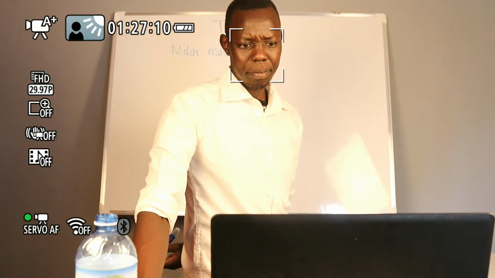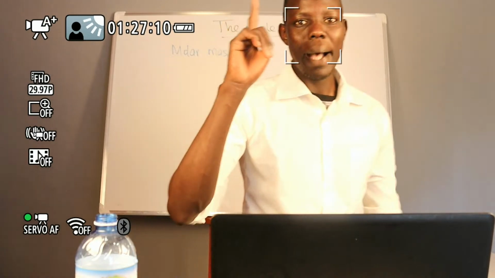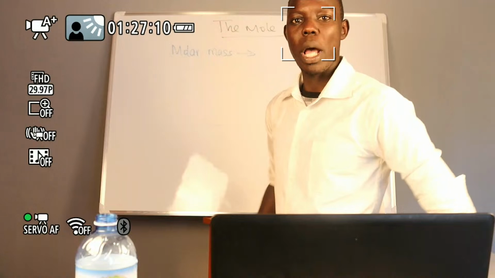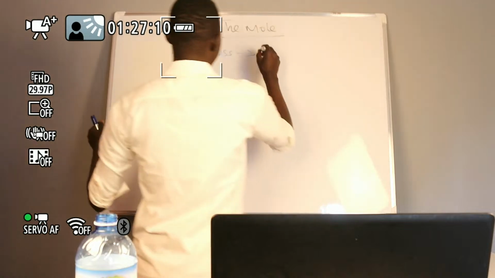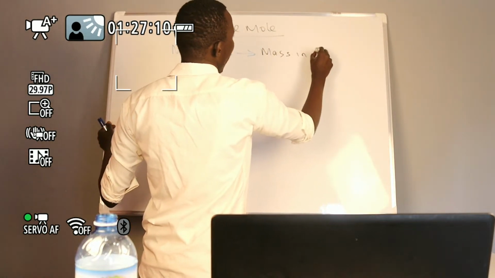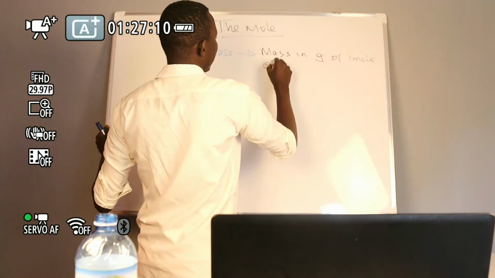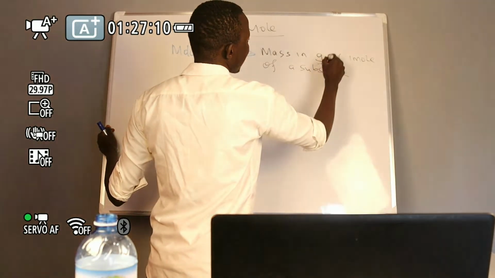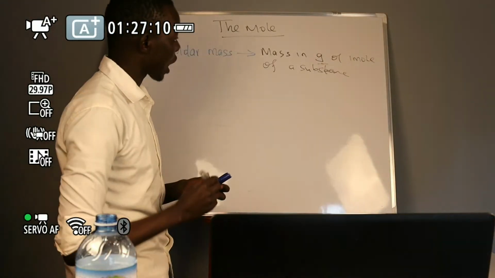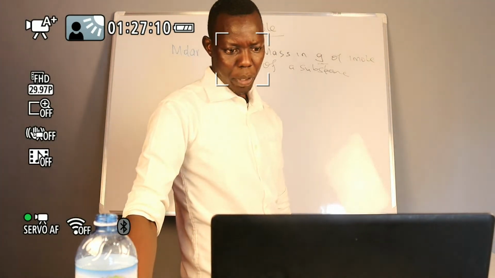Can you say it is mass in grams of 1 mole of a substance. The mass in grams of 1 mole of a substance is called molar mass. Mass in grams of 1 mole of a substance. Grams, and in full, GRAMS, mass in grams of 1 mole of a substance. That is molar mass. Very important to know what a molar mass is.